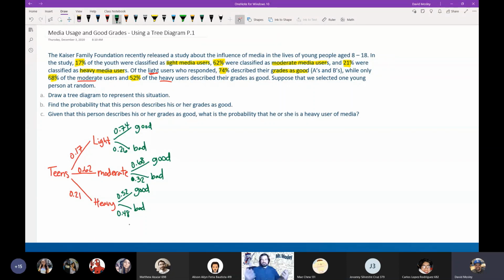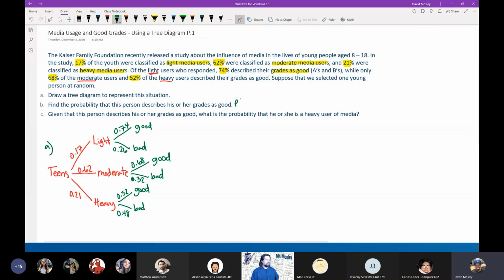The nice thing with tree diagrams is it gives us that sample space. We don't have the data, we can't make a two-way table. So this gives us enough information where we can solve things now. We have all the little bits and pieces we can get. So this is A. B, find the probability that this person describes his or her grades as good.